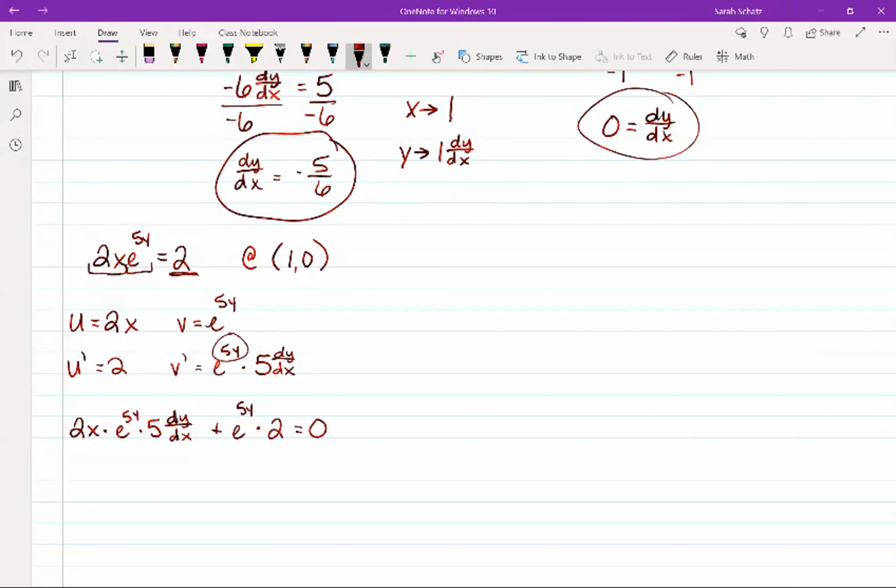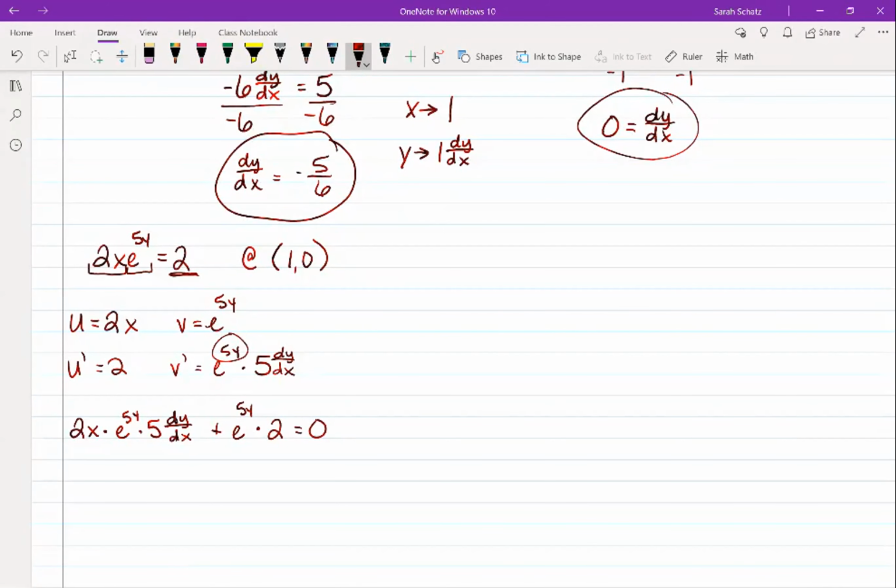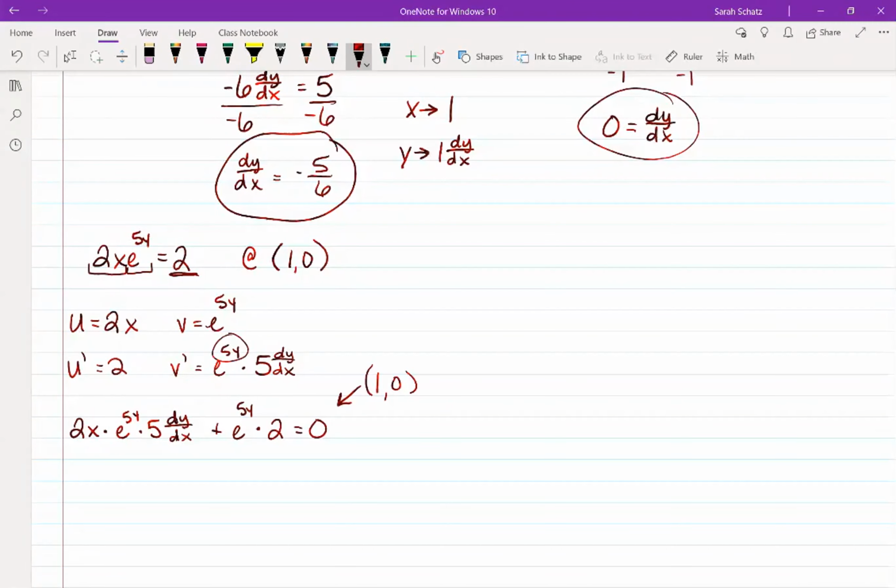Okay. So this looks so complicated, right? But this is where you put in the point (1, 0), and it's going to get a lot better. Everywhere there's an x, it's going to be a 1 this time, and the y's are all going to be 0. So let's put all those in. You're going to have 2 times 1. Here you're going to have e to the 5 times 0, because y is 0 this time. Then you have times 5, and then the dy/dx, plus e to the 5 times 0 again, times 2 equals 0.